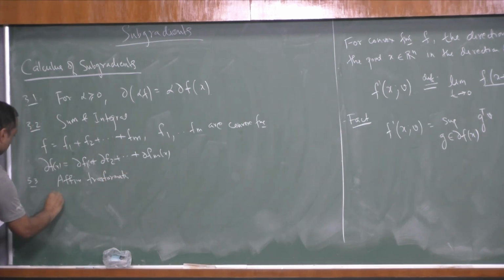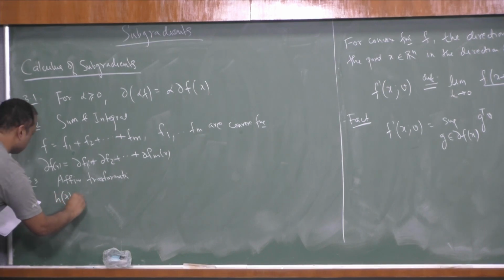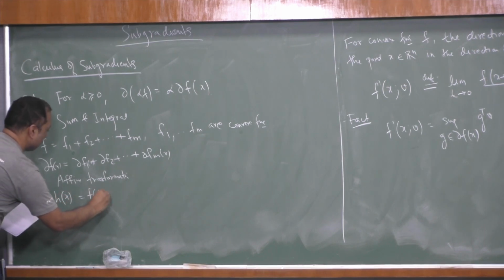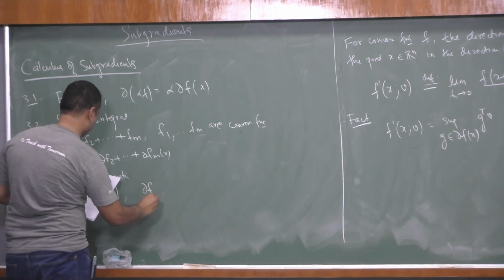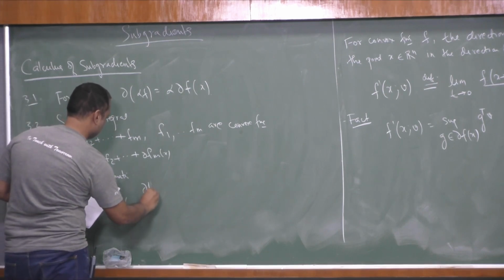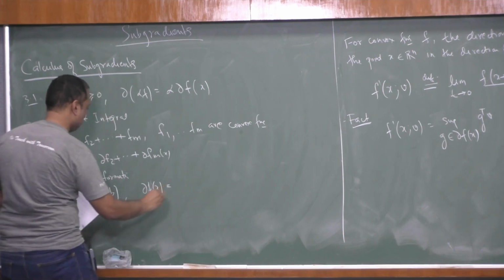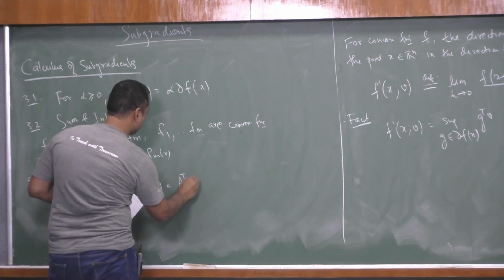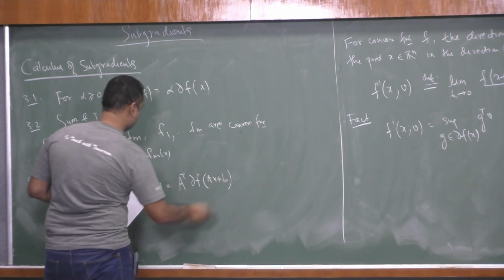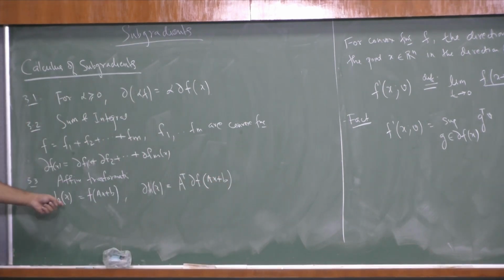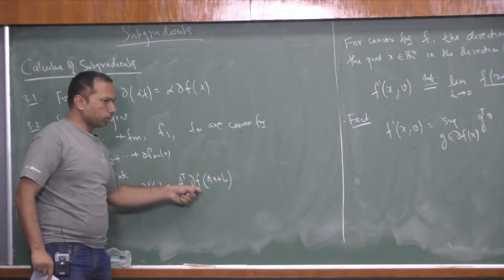So in this case, if we have an h which is f of ax plus b, then the subdifferential of f or h is A transpose times the subdifferential of f at ax plus b. So this is also not a surprise. If I would have taken a gradient also, I would have got the same thing here. I would have got a gradient here.